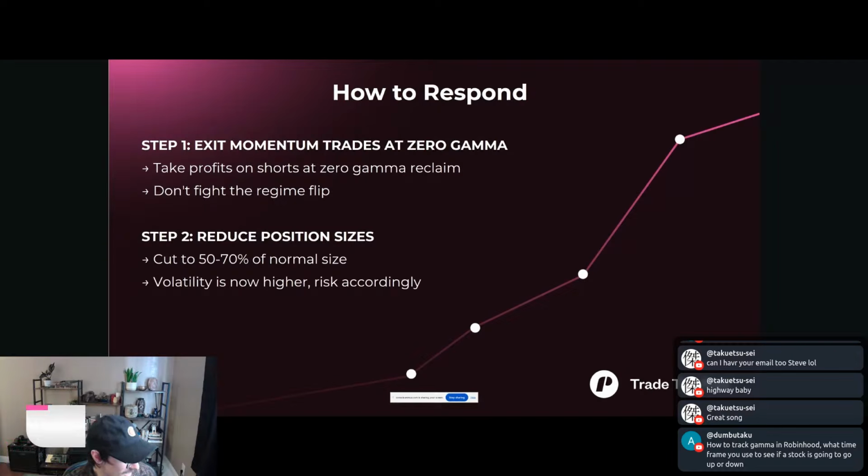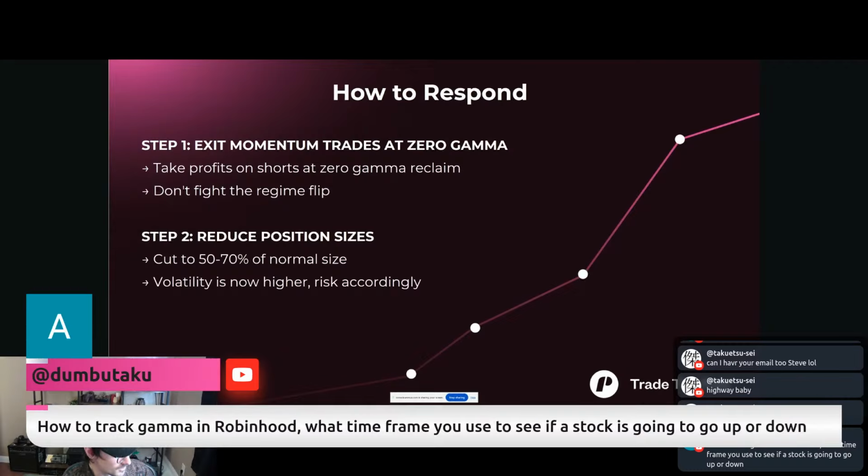Dumbutaku asking, how do you track gamma in Robinhood? And what time frame do you use to see if a stock is going up or down? Great questions. So you cannot track gamma in Robinhood. Gamma exposure is free information, but they're not going to give it to you very easily. I've built my own tool to help model that on an intraday basis. It pulls data from Thinkorswim's live free, what's it called? ATP. I'm not a coder, guys. I struggled for a few weeks to put this together. But essentially, what it does is it pulls free data from Thinkorswim's platform and it uses that to update throughout the course of the day.